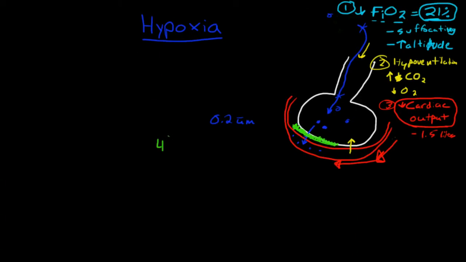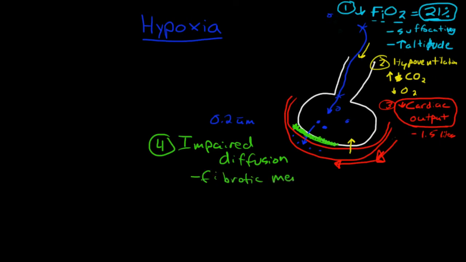So number 4 would be impaired diffusion, and this happens with some diseases that cause pulmonary fibrosis. So a fibrotic membrane. And we have ways of measuring diffusion.